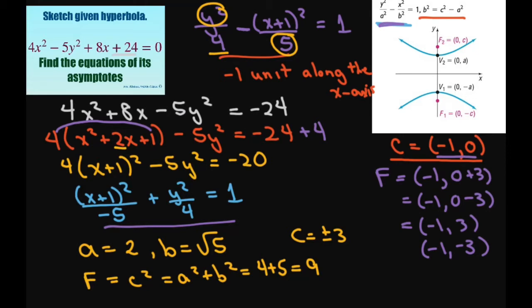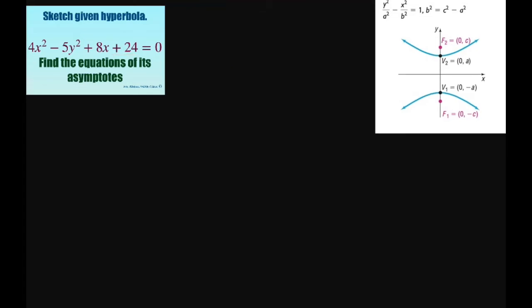All right. Then your vertices are going to be your a part. So your a is 2. So that is also going to go on your y. So we're going to put that as vertices equal negative 1, comma, 2, and negative 1, comma, negative 2. All right, so let's try to graph a little bit of what we have.